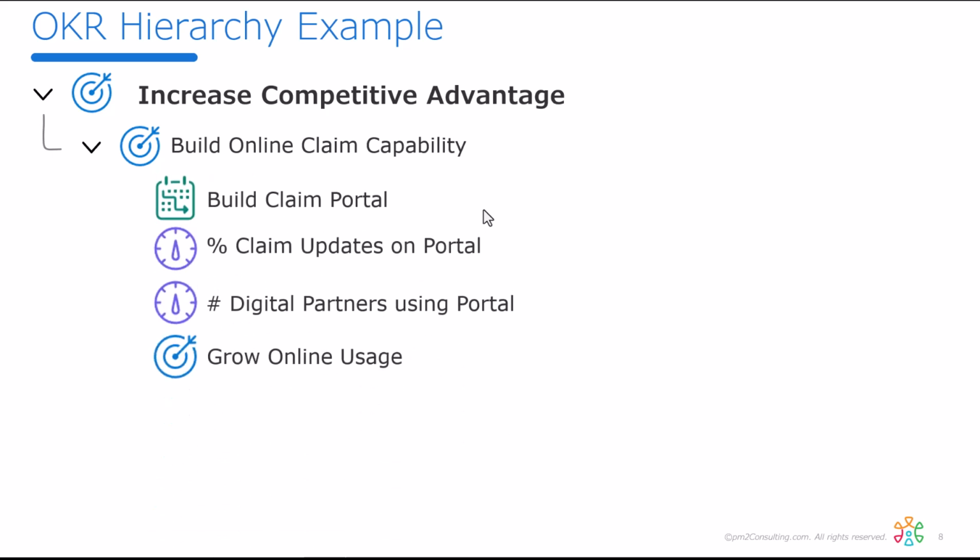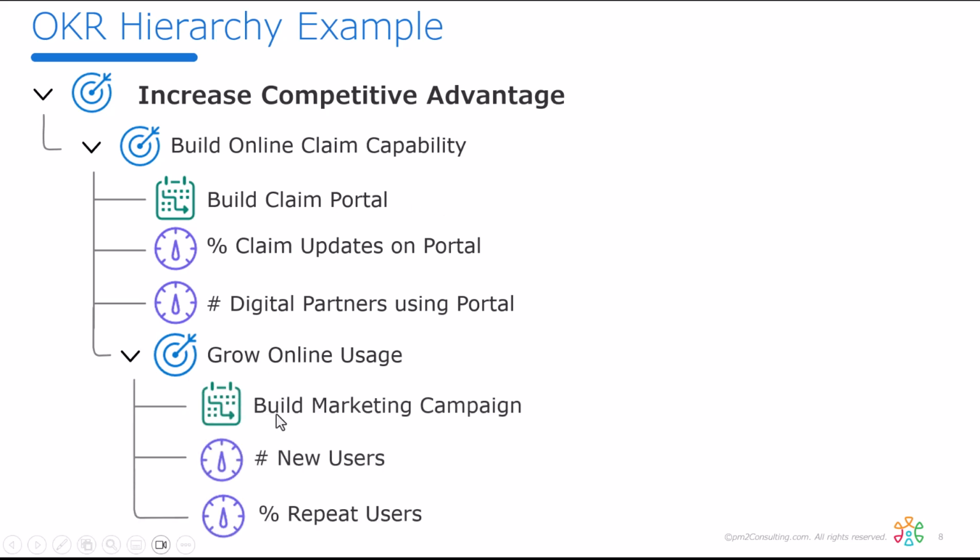And beneath that, we can have an initiative, building the claim portal to drive that objective, a couple of key results, and also a sub-objective. And the sub-objective is to grow it later, and so forth. So you can see how these end up getting structured to build that overall hierarchy of objectives and key results.